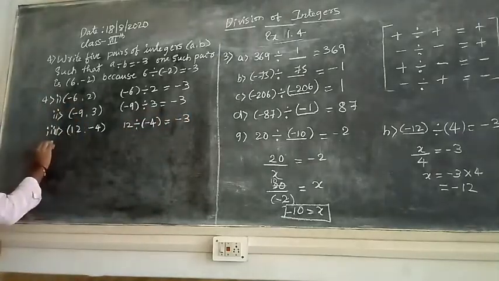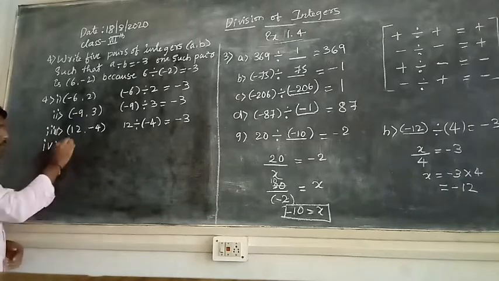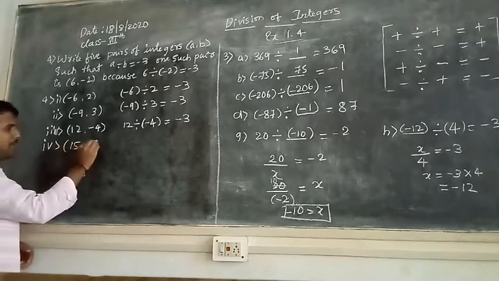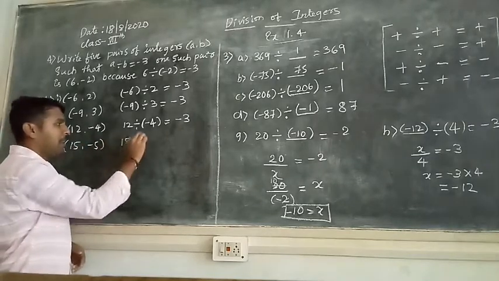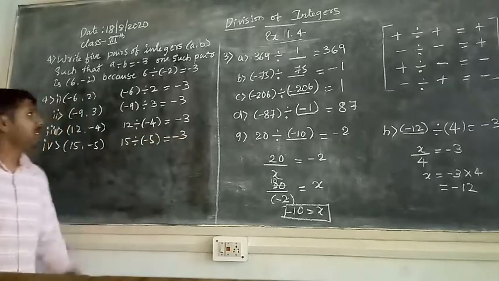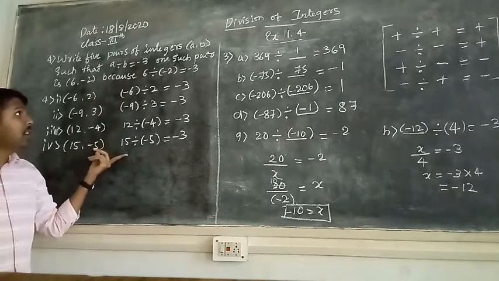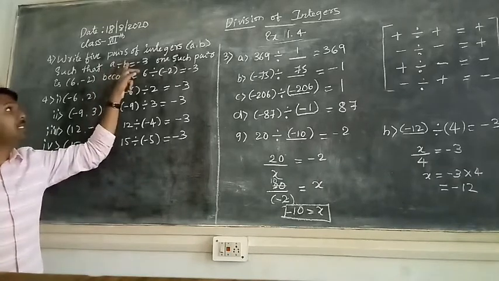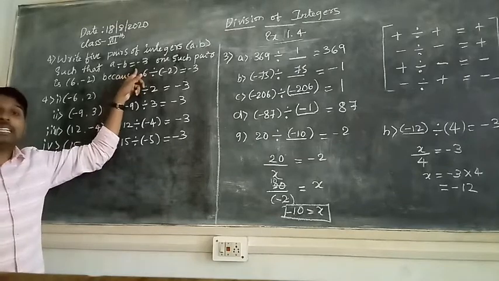So next, the fourth one: 15 and minus 5. So this one is 15 divided by minus 5. What will we get as the answer? Minus 3, no? So these are 4 pairs. Try to write another 4 pairs of this equation: a divided by b equals minus 3.